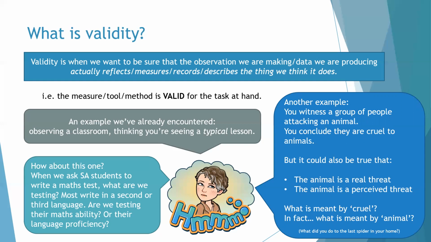For starters, was the animal actually a real threat to those humans? If it was a man-eating tiger that had been plaguing a rural village without police support or any other kind of wildlife capture services for years, perhaps that's not cruelty, perhaps that's self-preservation. Was the animal a perceived threat? And, in fact, what do you mean by the word cruel? In fact, what do you mean by the word animal? Because I'd invite you to consider what happened to the last spider that got found in your house.